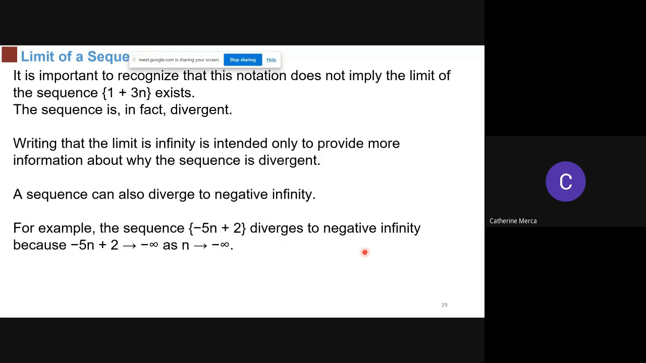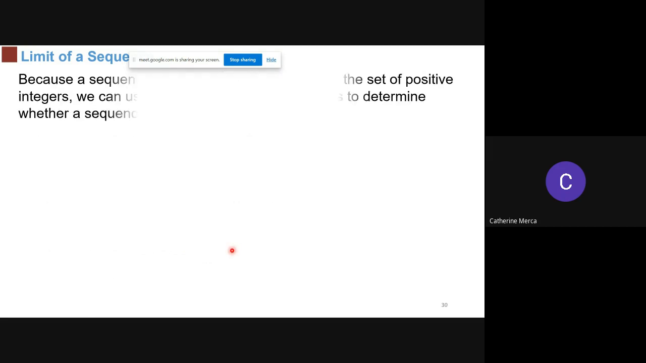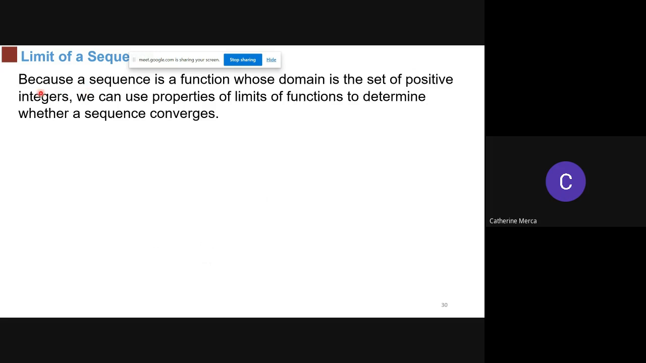For example, the sequence negative 5n plus 2 diverges to negative infinity. So, we can write the limit of negative 5n plus 2 as n approaches infinity is equal to negative infinity.